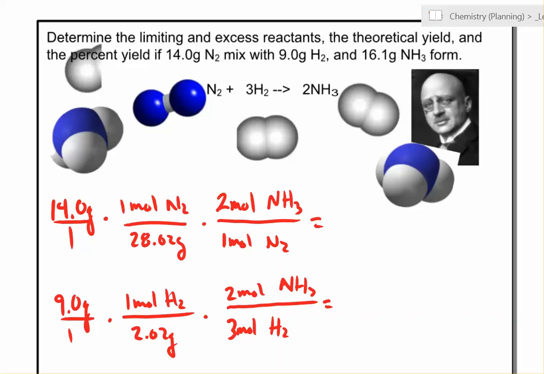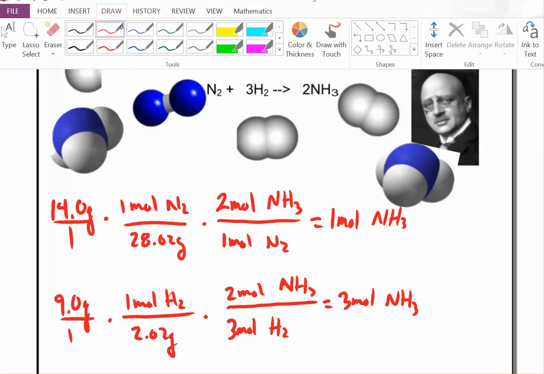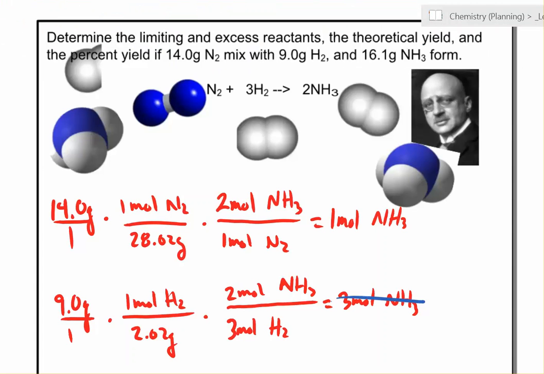Doing this math through, I find that I would produce 1 mole of ammonia, but I have enough hydrogen to produce 3 moles of ammonia. Will that 3 moles of ammonia form? No, it won't, because there's not enough nitrogen. To label some things again, nitrogen is going to run out after producing 1 mole of ammonia, so it's my limiting reactant. Hydrogen could go on to produce 3 moles of ammonia if there were more nitrogen. It's my excess reactant.